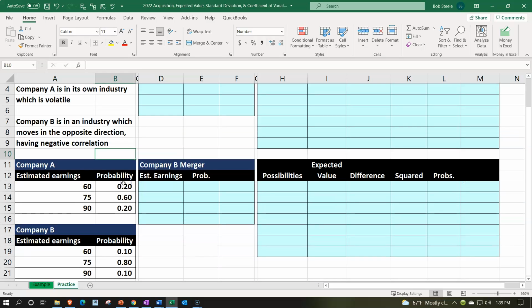So we've got the information down below, and we're going to do our statistical calculations with these estimates we're coming up with. Remember that we'd have to come up with these estimates in order to apply the statistical analysis. So we have the estimated earnings for company A, which we're going to think are 60, 75, or 90. We're going to apply the probabilities, which you could think about in percents. Maybe we'll make them percents here, meaning 20% for the 60, 60% for the 75, and 20% for the 90. If we sum those up, that gives us our 100%.